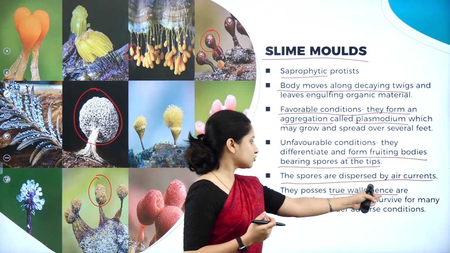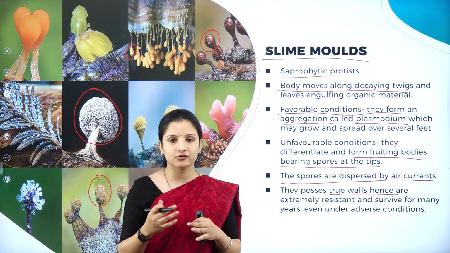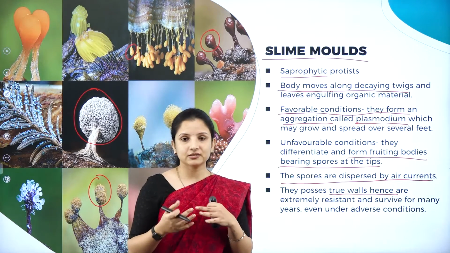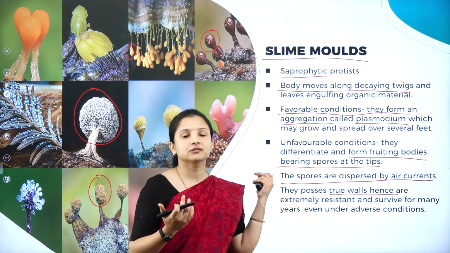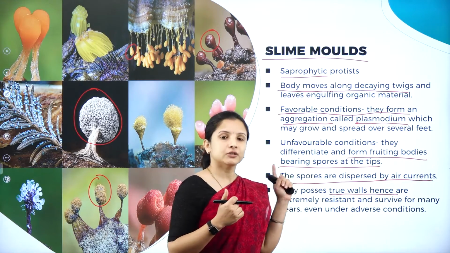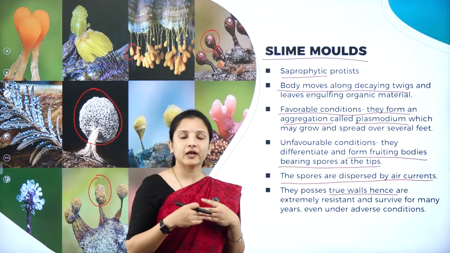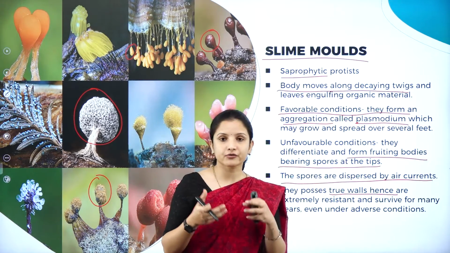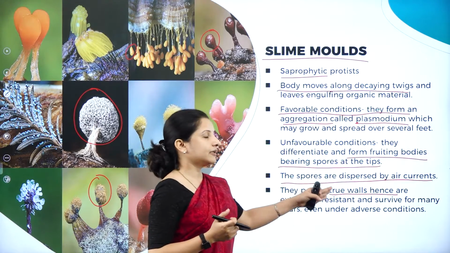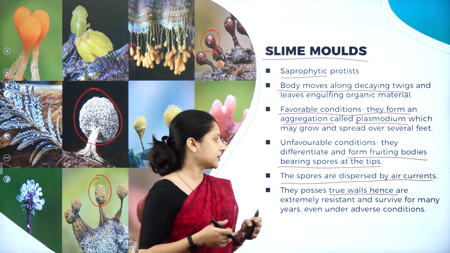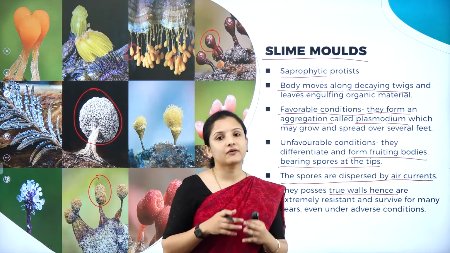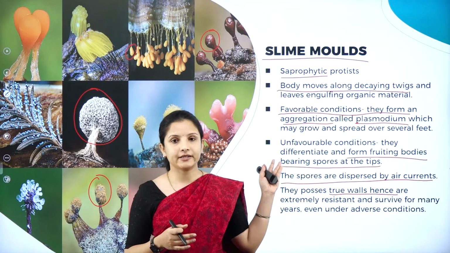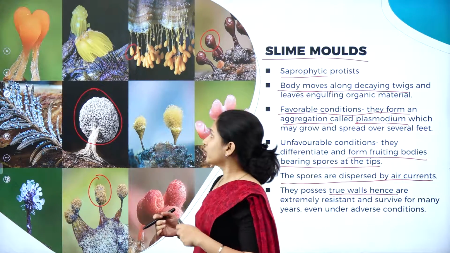So they possess true walls, hence they are extremely resistant. Sometimes the soil may become acidic, sometimes it may become basic, and when the acidity increases, it is difficult for organisms to survive. But in spite of any kind of environmental condition, because they have very rigid true cell walls, they are extremely resistant, and therefore they can survive for many years. These slime molds can survive for many years, just like the diatoms as we had discussed. So this is about the protists.